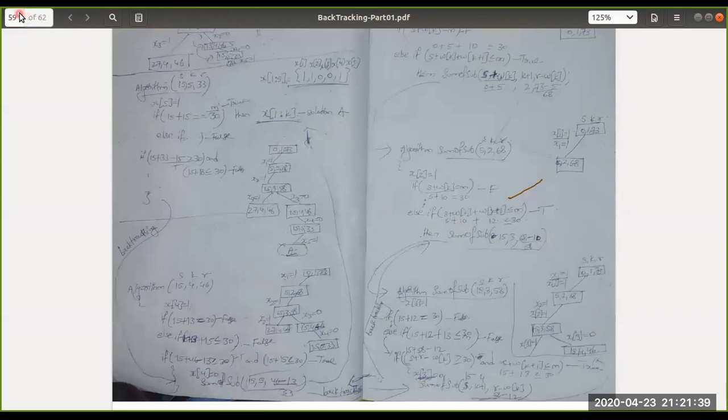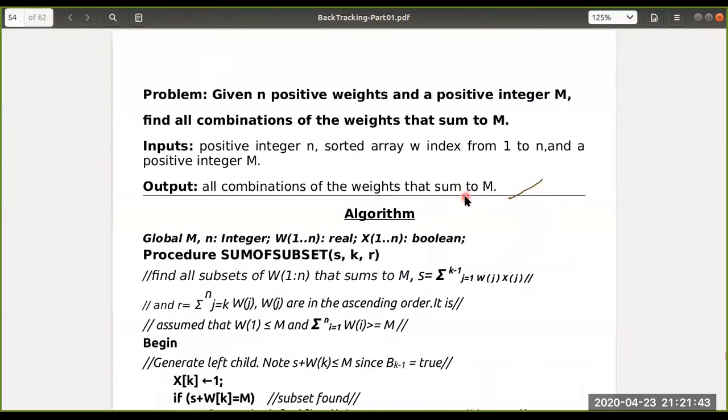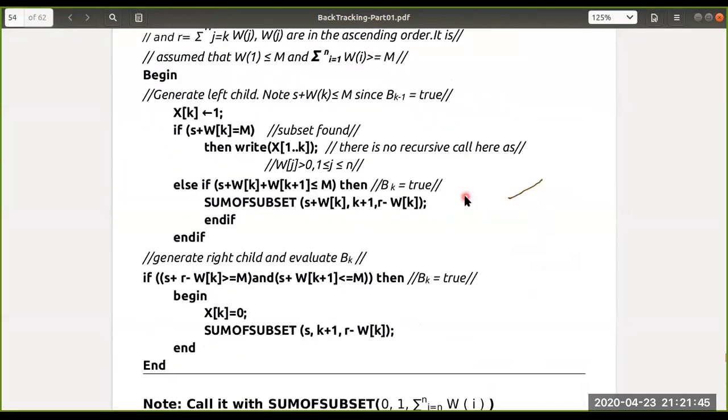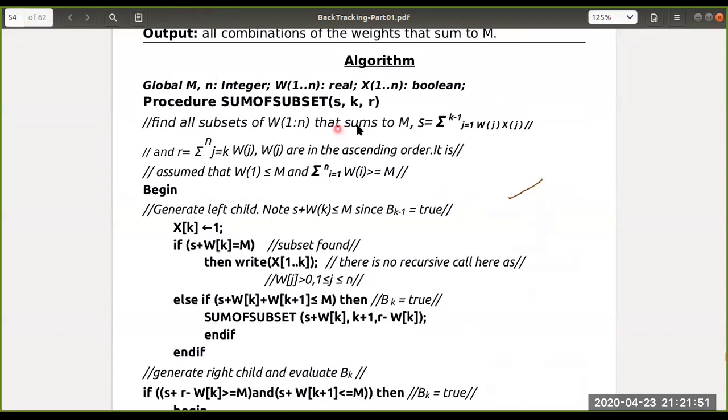Based on the algorithm that is here, this is the algorithm. What is taken here? SKR values only. Based on this only, I am constructing each node having SKR values. This is for left side node generation, and this is for right side. If any solution is found, I need to print it and traverse back.